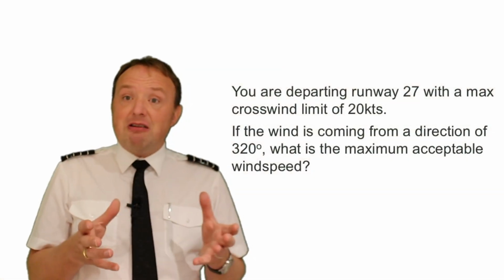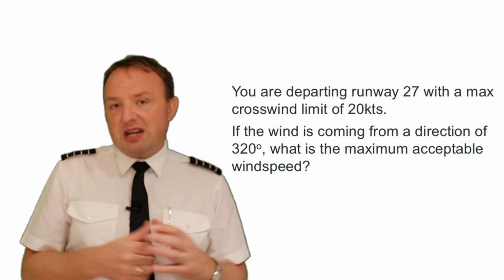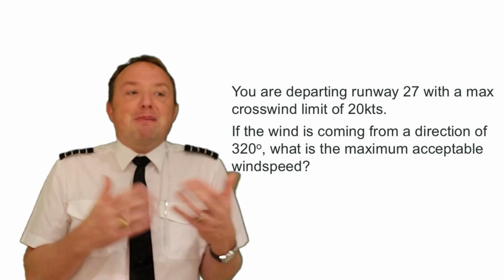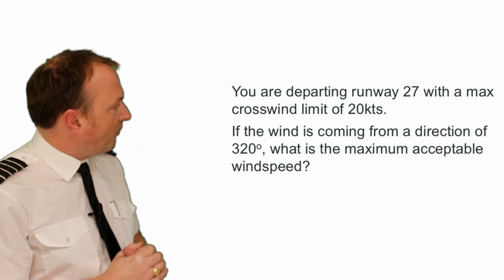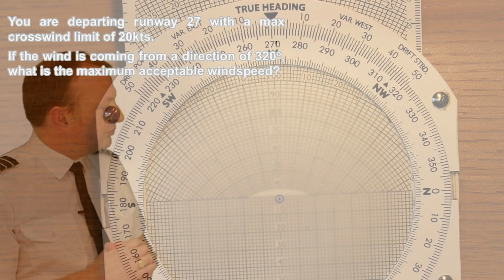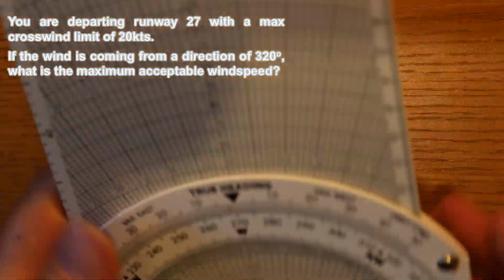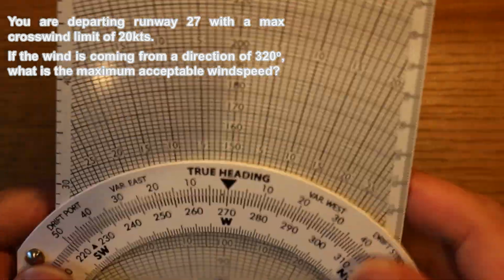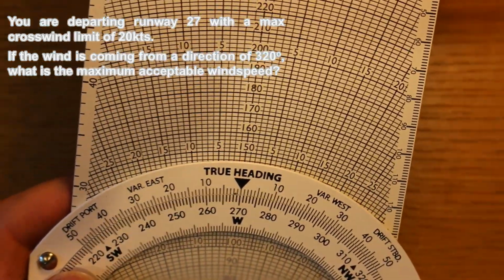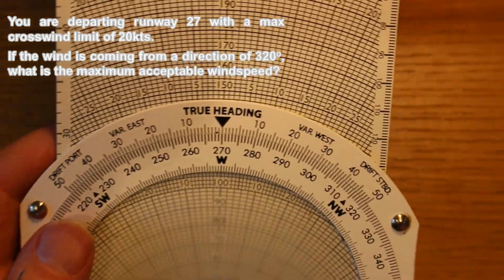Sometimes we may be asked to calculate maxima and minima when it comes to head and crosswinds. Aircraft have a maximum crosswind limit. Let's look at one example of that now. So for these sorts of questions, where we're looking at maximums and minimums, it's important to know where the line is and what side of the line you want to be.